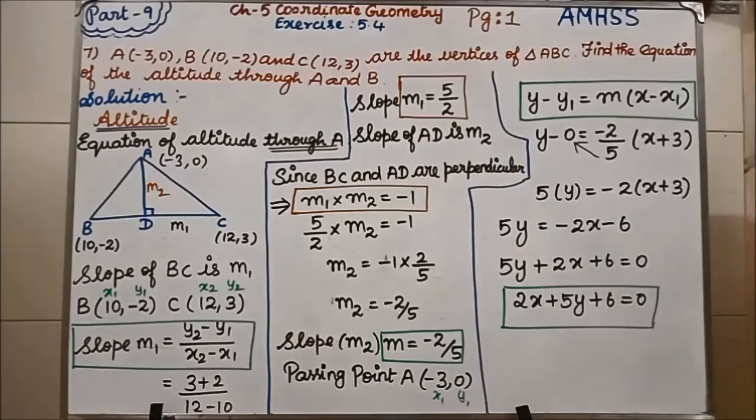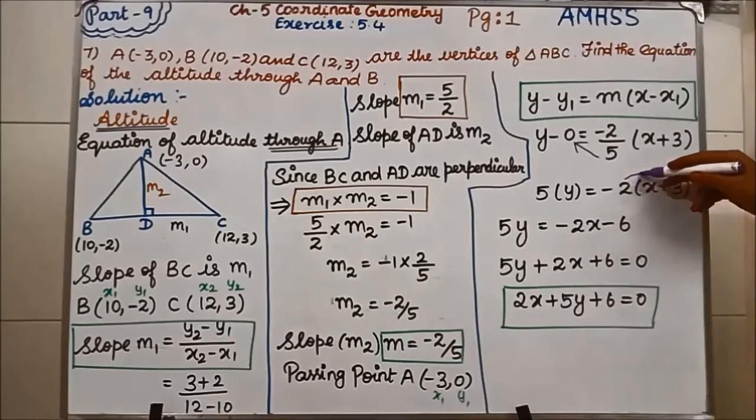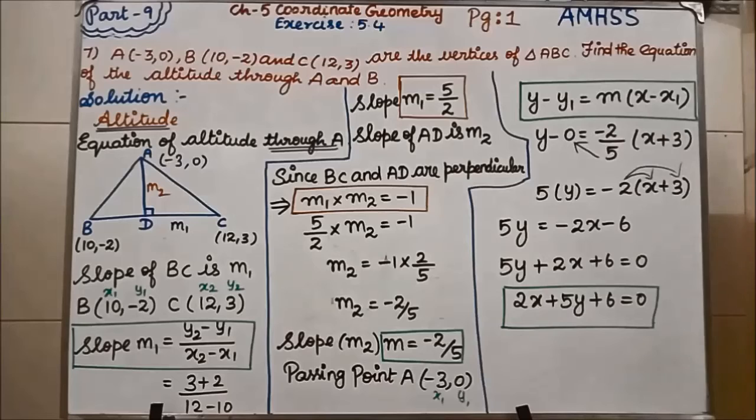Clear, students? 5y. The next step, we are taking this minus 2 inside. Minus 2 into x, minus 2 into 3. Clear, students? So minus 2 into x is minus 2x, minus into plus is minus, 2 threes are 6. Clear, students? Now I am taking both terms to the left hand side. 5y. Minus 2x, if it comes to this side, becomes plus 2x. Similarly minus 6, if it comes to the LHS, becomes plus 6. Clear? Equal to 0.